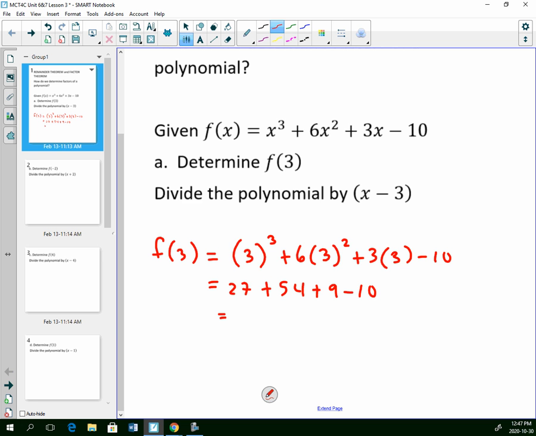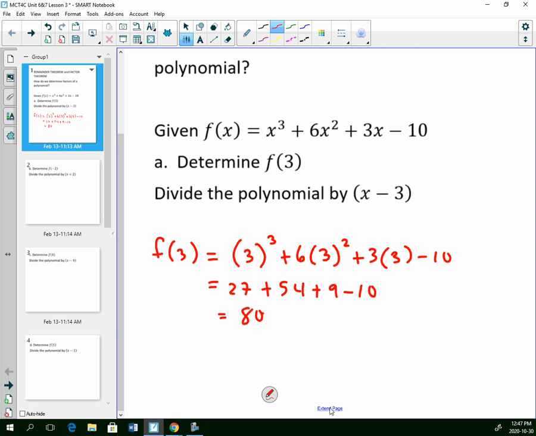Let me just grab my calculator. So we get 27 plus 54 plus 9 minus 10, and we get 80.